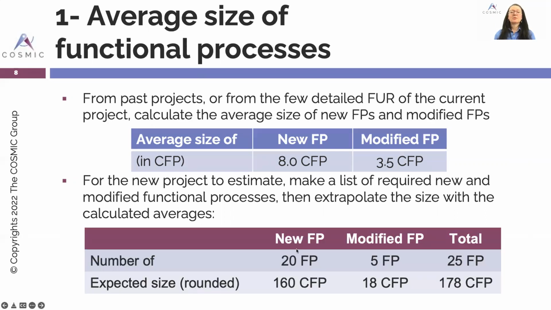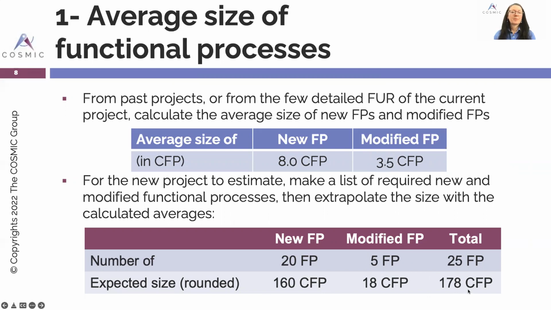Now, suppose that your new project has 20 new functional processes of 8 COSMIC function points on average. It should be 160 COSMIC function points. And if you have 5 modified functional processes of an average of 3.5 COSMIC function points per functional process, if we round this up, it's 18 COSMIC function points, for a total of 178 COSMIC function points.